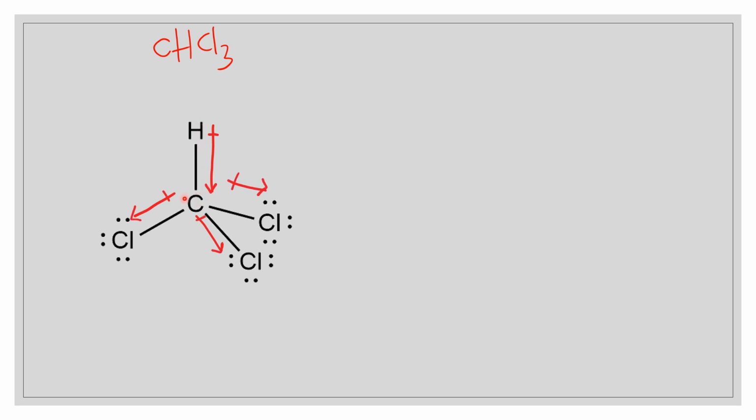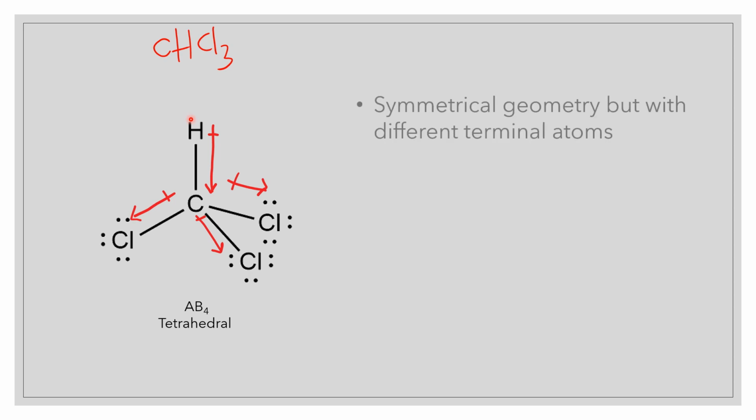So between C and H, C is more electronegative, so the arrow points inward towards C. C with Cl, Cl is more electronegative, so the arrow goes outward towards Cl. So from the geometry of the molecule, this is AB4 and the shape is tetrahedral. So is this molecule polar or non-polar?